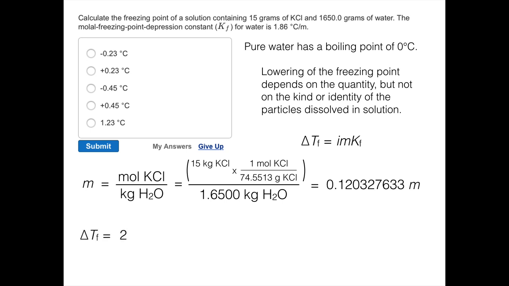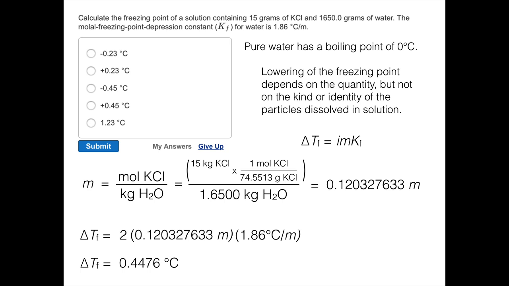So in order to determine the Van't Hoff factor I, that's the number of particles we have in solution. KCl will dissolve into 1 cation and 1 anion, since the charge of K plus is +1 and Cl minus is -1. So that's going to be a value of 2. We multiply that times the molality we calculated, and then put in the 1.86 degrees Celsius per molal for our Kf. That gives us a delta TF of 0.4476, which will give a value of negative 0.45 degrees Celsius.